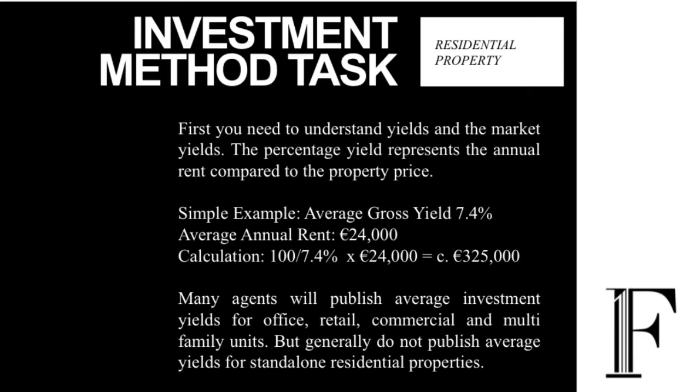This is a very simple example that I'm going to give here within the slide. Say your average gross yield for a particular market was 7.4%, and your average annual rent for that type of property, a 2-bed property or whatever it was, was 24,000. So you divide 100 by 7.45 and multiply it by the annual rent, which will give you an approximate property value of 325,000. That's just a quick example of what an average gross yield would be.